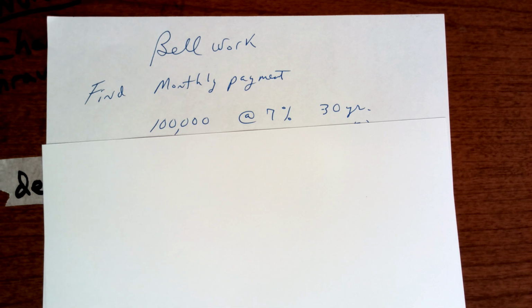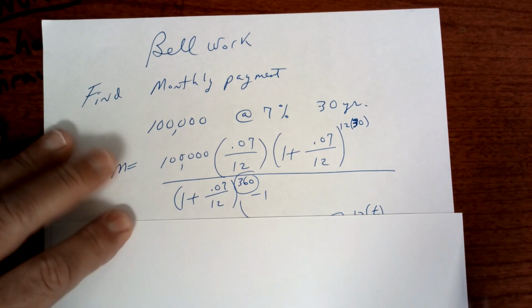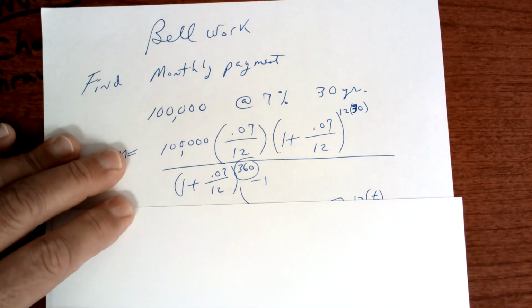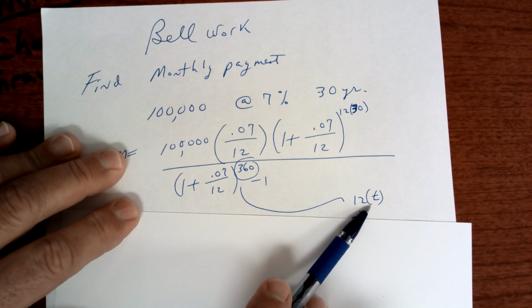You're borrowing 100,000 as a baseline, 7%, 30 years. If it was 200,000, you would double this amount. Let's take a look here. We have it set up. Let me make sure all my numbers are correct. Make sure you understand that this is 12 times the number of years. In this case, it's 30 years, so that's going to be 360. Now let's go ahead and work this.